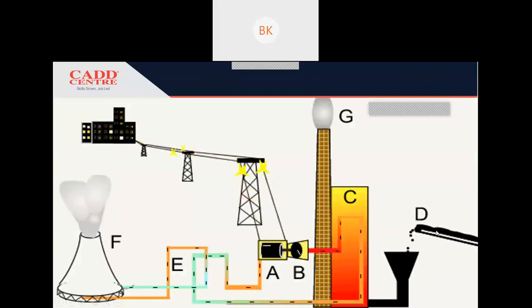In thermal energy, coal is heated, so the chemical energy is converted into heat energy, and heat energy is then converted into kinetic energy, and that kinetic energy moves the turbine, and then electricity is generated. So there are many examples of energy conversion: chemical to heat, heat to kinetic energy, kinetic energy to electrical energy.